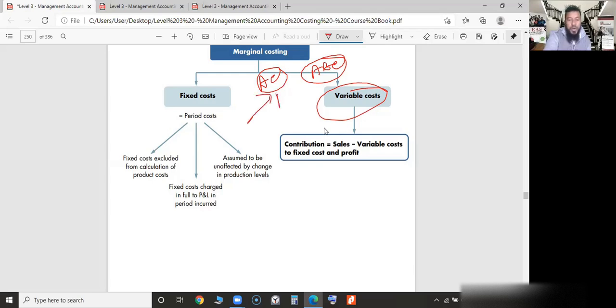Absorption costing is full cost, because we take the fixed element in it, but we don't take the fixed element into marginal costing. You already know what a contribution is. Sales less variable cost is known as contribution. Of that, you take your fixed cost, you get profit for the year.